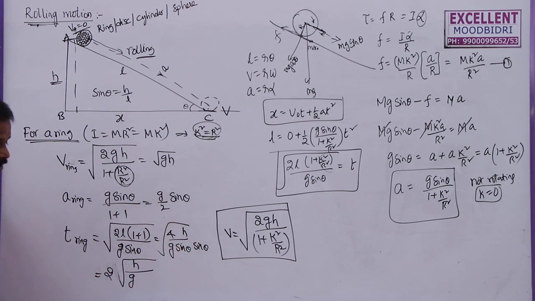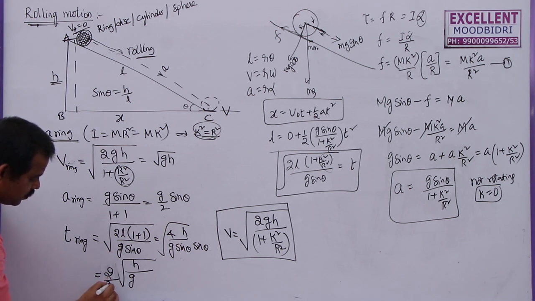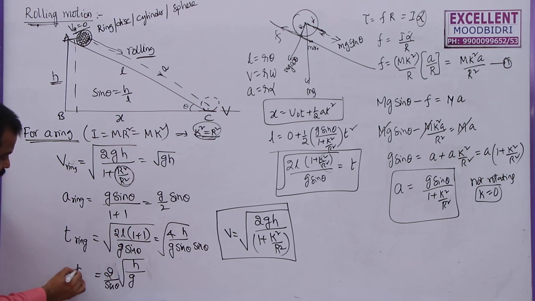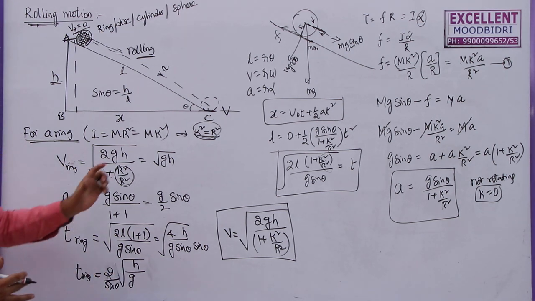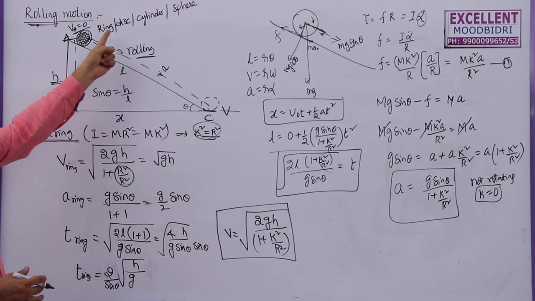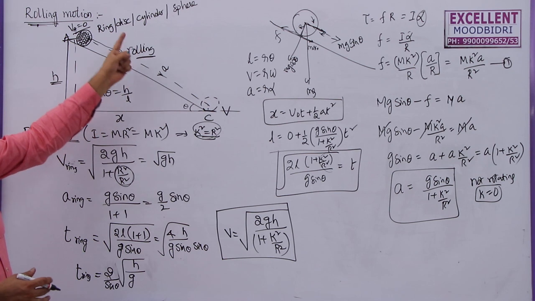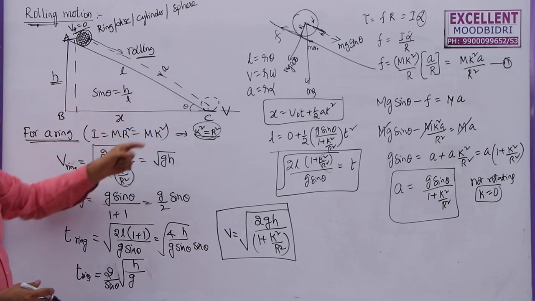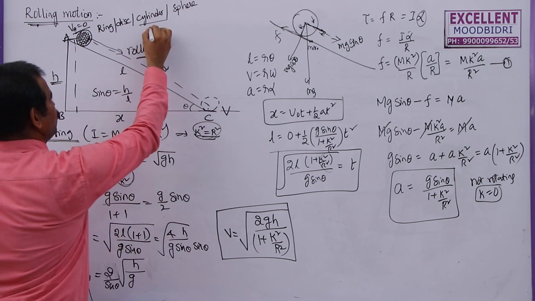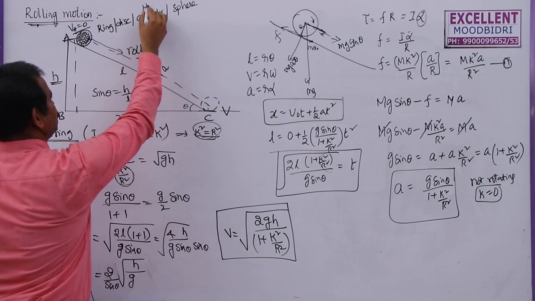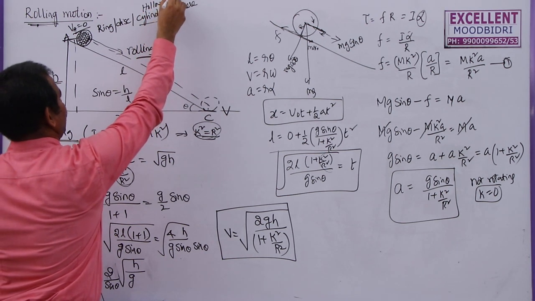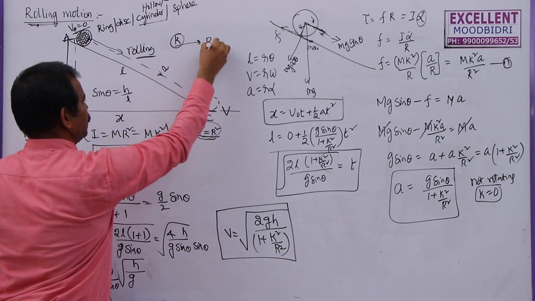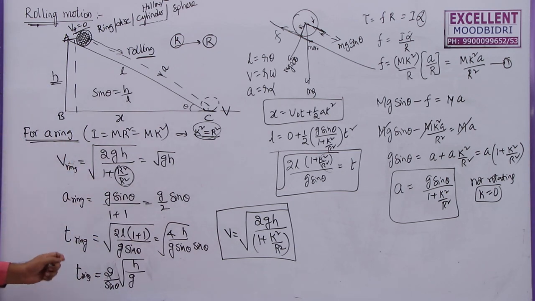Sin theta into sin theta will become sin square theta under root, which is given by 2 by sin theta root h by g. So this is the time taken by the ring. Similarly, by using this k value, you can find the velocity of the disc on reaching the ground, the time taken by this to reach the ground, or the acceleration of a disc on reaching the ground by using the same expressions. You have to change only the formula for a hollow cylinder, solid cylinder, hollow sphere, or solid sphere. The only thing is, if you know the k value or the relation between k and R, you can find these values very easily.